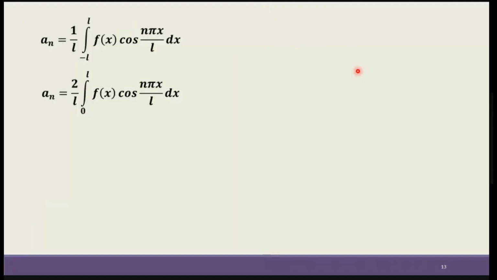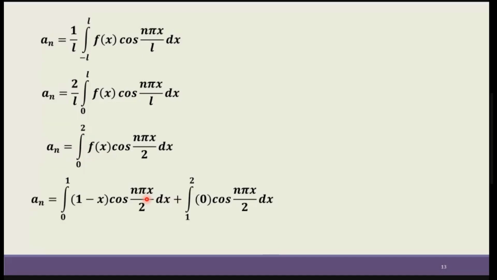Calculating AN. L is equal to 2. So cos n pi x by 2 हो जाएगा. Again writing 0 to 2 as L is equal to 2. That is why 2 by 2 will become 1 here. 0 to 2 is 0 to 1 plus 1 to 2. 0 to 1 में 1 minus x है, 1 to 2 में 0 है function. This part will become 0 only integrating the first term.